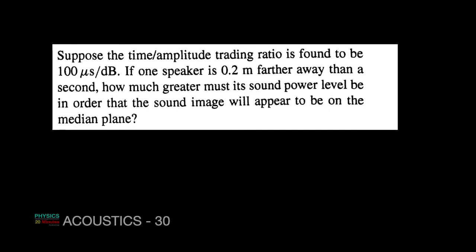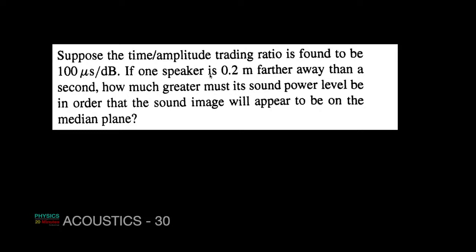Suppose the time amplitude trading ratio is found to be 100 microsecond per dB. That means 1 dB of intensity difference can be compensated with a delay of 100 microsecond. That means if one source is weaker by 1 dB, then you can keep that source closer in such a way that the sound reaches us 100 microsecond earlier than the other source. Is that the question? Is that the data?